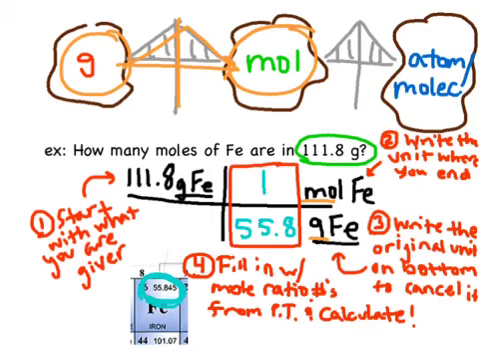So our last step here is to just calculate. And remember, with our bridges, we multiply everything on top and we divide by what's on the bottom. So we're going to do 111.8 times 1, which is 111.8, divided by 55.8. And that's going to give us about 2.00 moles of iron. So if you have 111.8 grams of iron sitting there, what you're looking at is 2 moles of it. Okay, so that's how we do that.